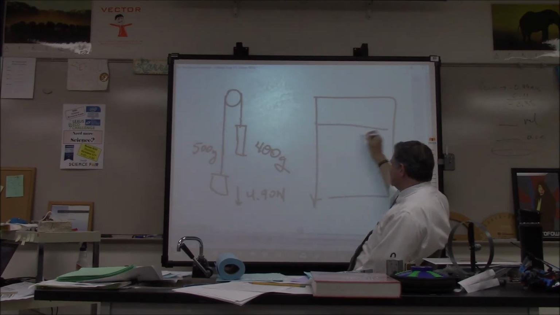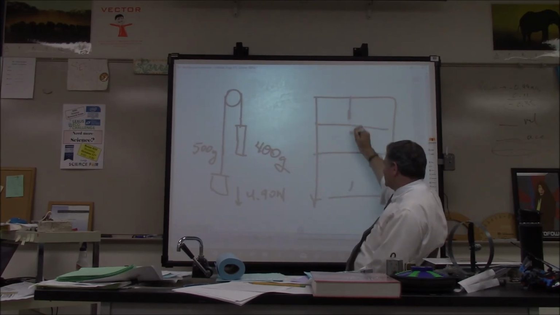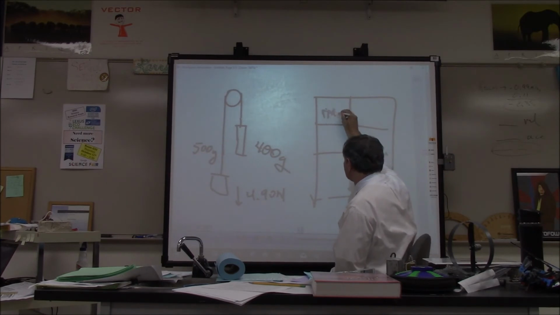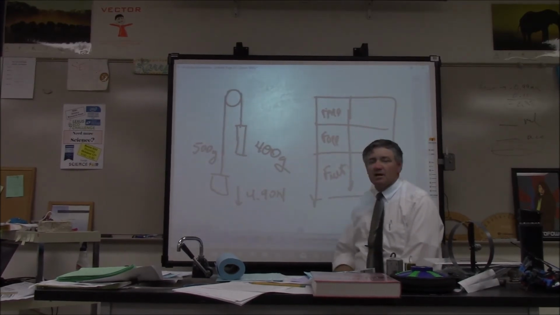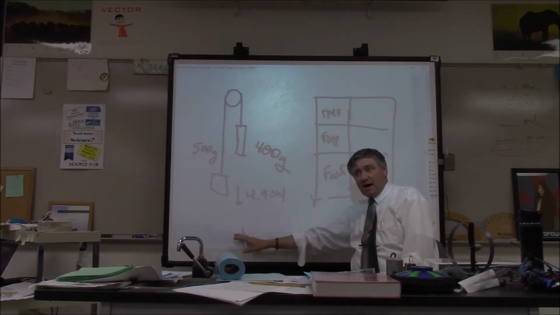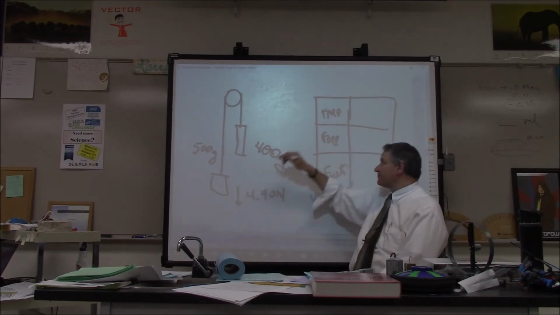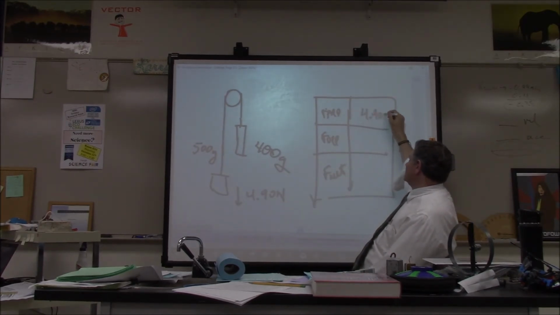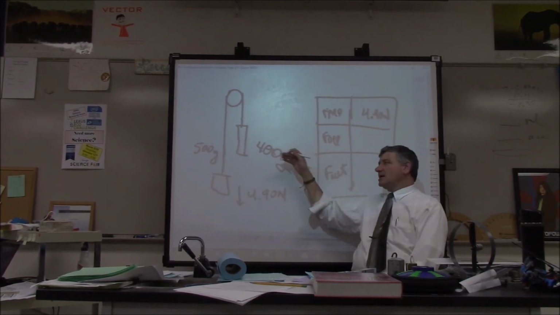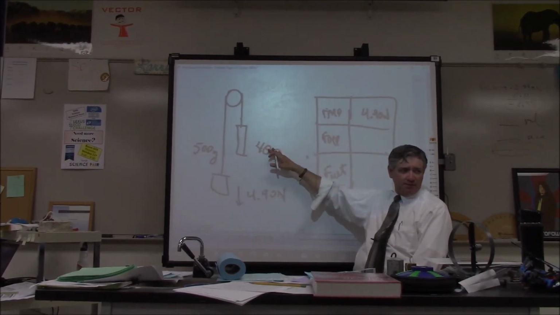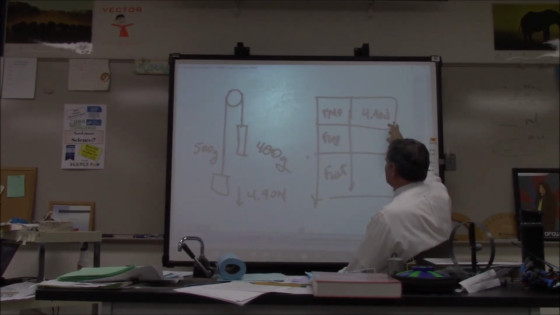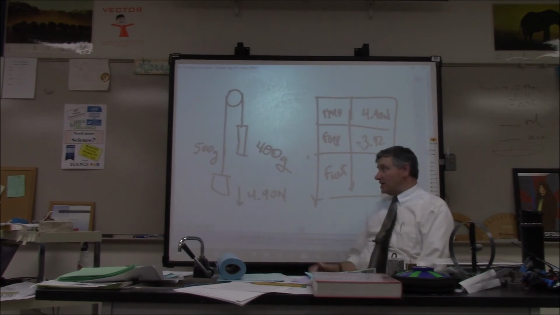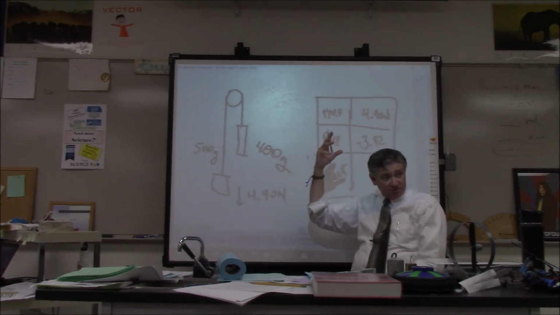So, when in doubt, chart it out. Lay this out and go, okay, here's FAP, FOP, FNET. In this situation, I'm going to make this a positive number because I'm going to make this my applied force. So I'm going to make this 4.90 newtons. So somebody take 0.4 and multiply that by 9.8. It's 3 point something. Negative 3.92. I'm going to make that negative because that's acting as an opposing force to the system.